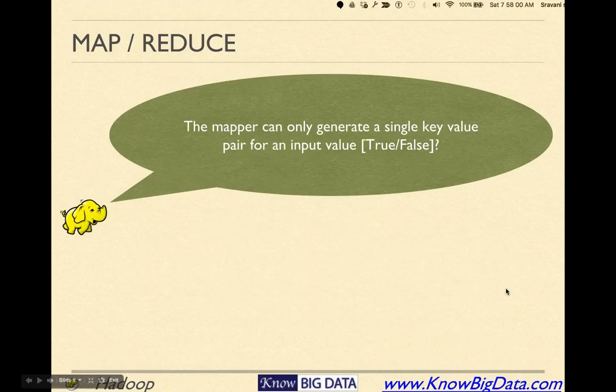Brilliant. Now, next question to everyone. The mapper can only generate a single key value pair for an input value. Recollect how many key value pairs were generated per line in case of word count. So, the mapper can only generate a single key value pair for an input value. Is that true or false?